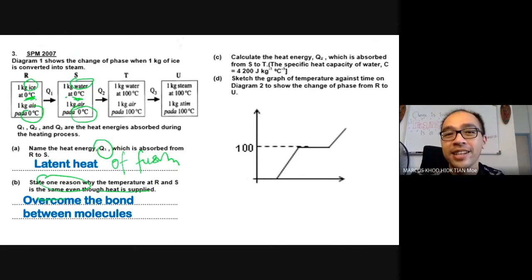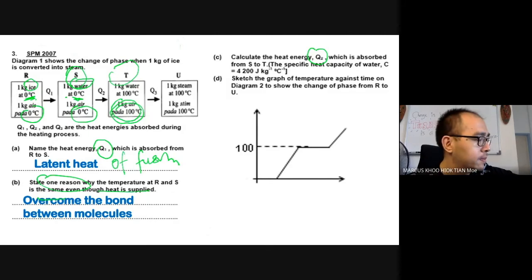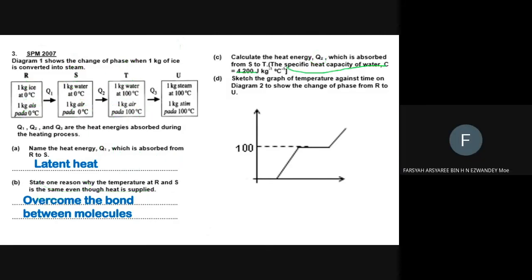Calculate the heat energy Q2, which is absorbed from S to T. S to T, this is a change in temperature. So, which formula do we use and what is the answer? Can I have Ari for this, please?